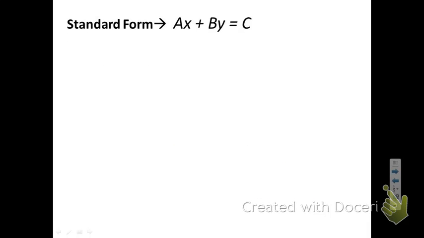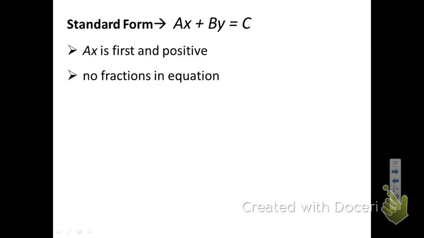Standard form is ax plus by equals c, and there's some important pieces that you need to know about standard form. The first one is that the ax is first, and it's typically positive. There are no fractions in this equation.